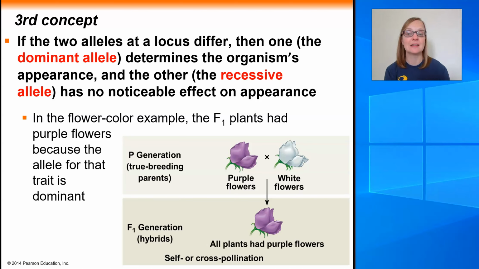So let's go back to the F1 hybrids, right? The F1 hybrids, these guys, they inherited a purple allele from the purple flower and a white allele from the white flower. Now you'll notice that these flowers came out purple, indicating that the purple allele is the dominant allele because it determined the appearance of that flower. The white allele is the recessive allele because it has no noticeable effect on the appearance of those F1 hybrids.